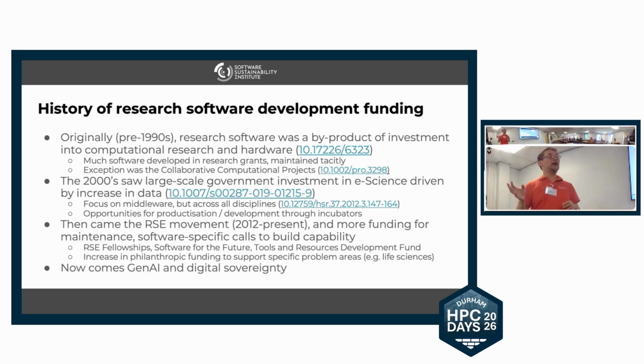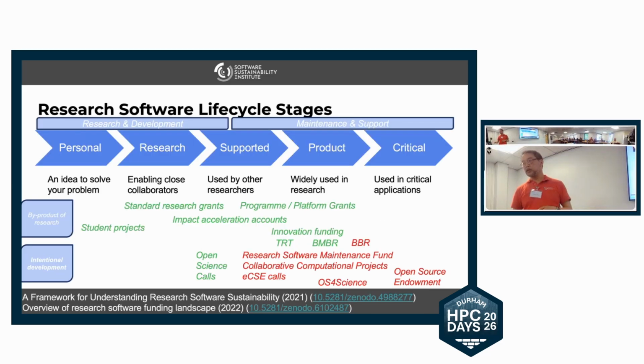And now we're in an age where we are seeing another shift with generative AI on one side and digital sovereignty on the other side. And that is changing up the way that we see software being developed and maintained again. So this is a diagram which hopefully makes a little bit of sense. I apologize. Some of this was done on a train, so my choice of colors is particularly poor.